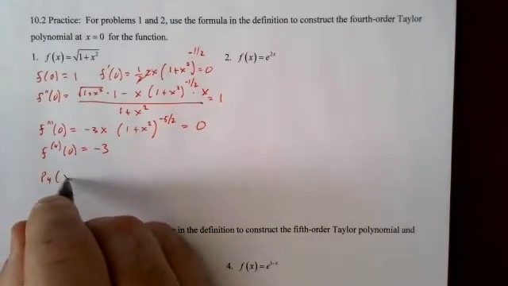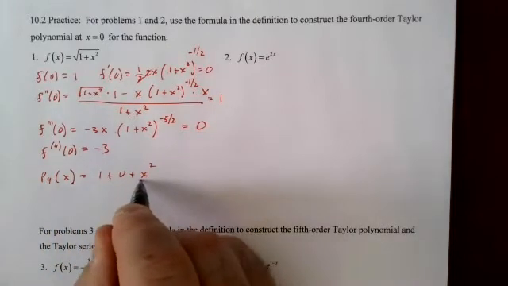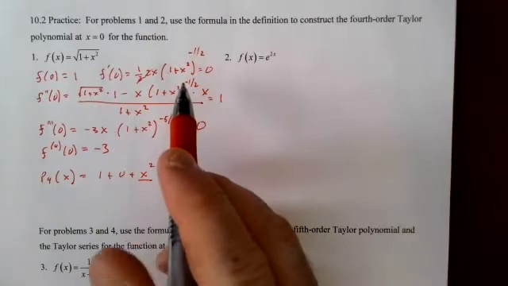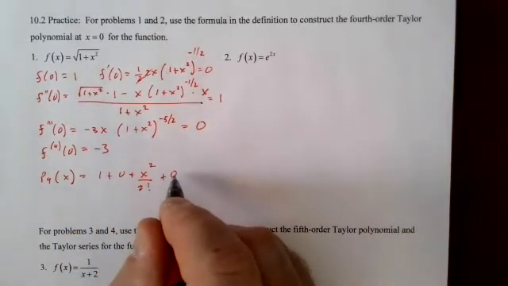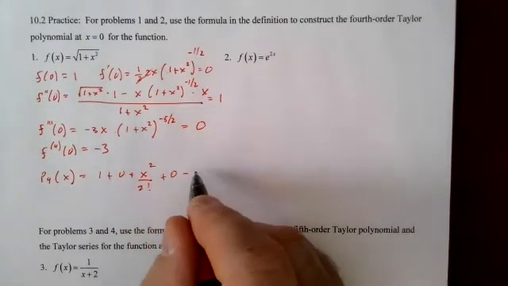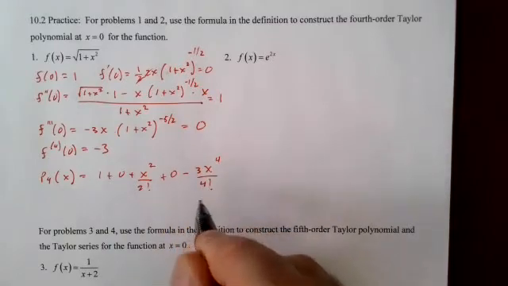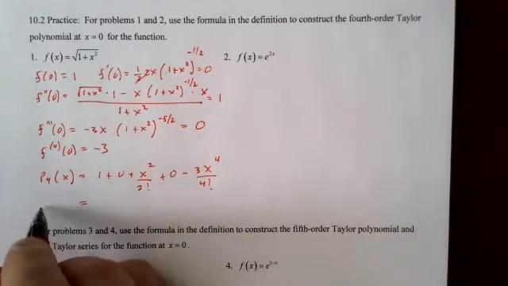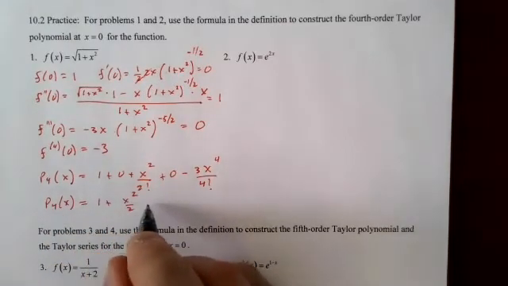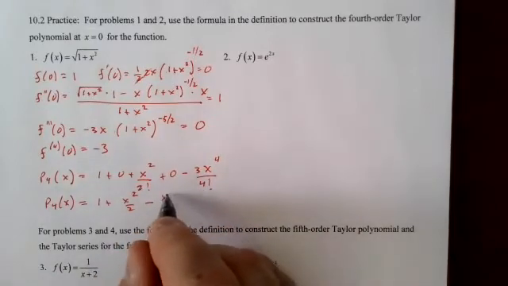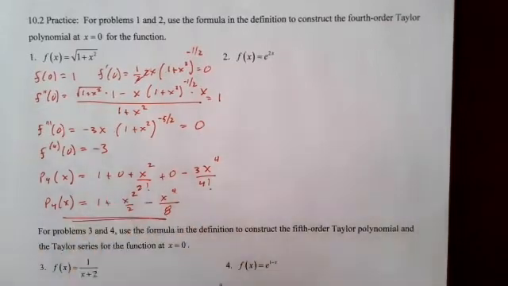So fourth order polynomial is 1 plus 0 plus 1 x squared over 2 factorial plus 0 minus 3x to the 4th over 4 factorial equals 1 plus x squared over 2 minus, 3's will cancel, x to the 4th over 8. Or you could have just left it like that one up above.